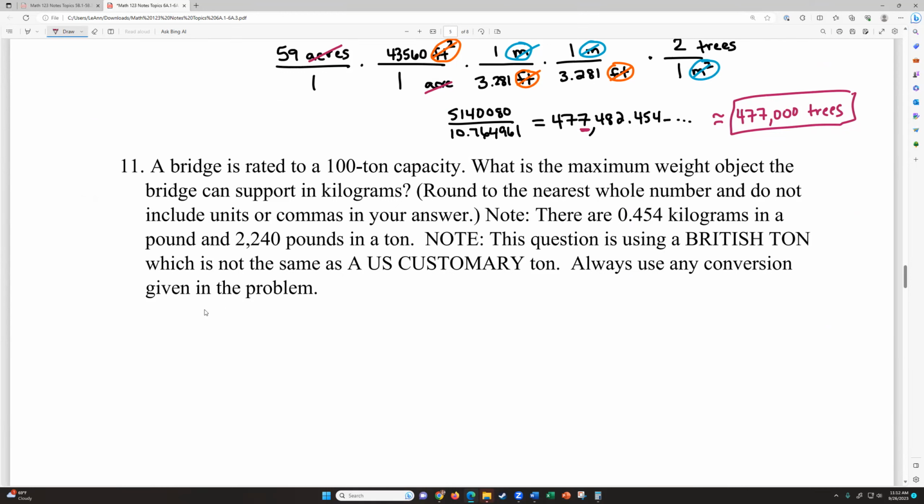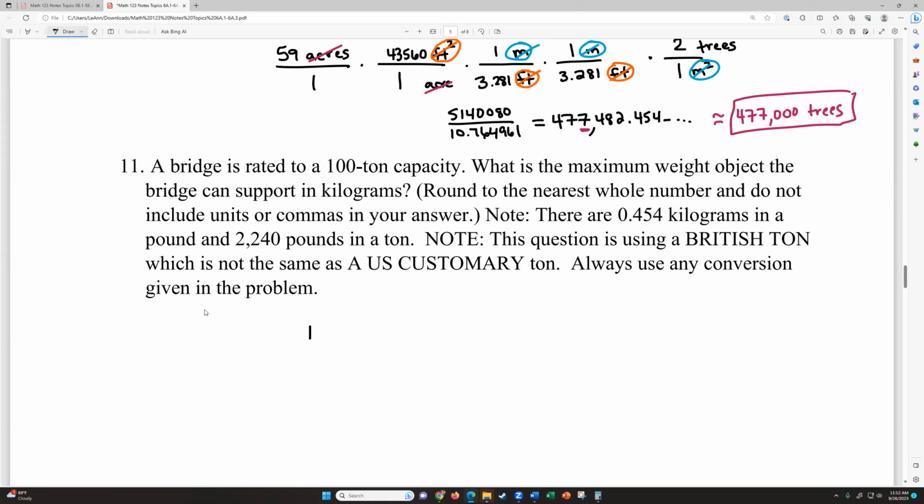Note that there are 0.454 kilograms in a pound and 2,240 pounds in a ton. Note, this question is using a British ton, which is not the same as a U.S. customary ton. Always use any conversions given in the problem for that specific reason, because there are 2 types of ton, but this one is specifically the British ton.